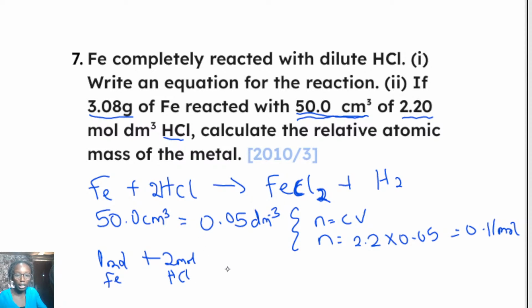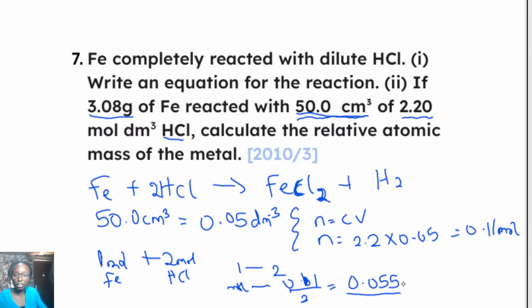So if 1 mole is reacting with 2 moles of the acid, we're going to ask ourselves, how many moles of iron do we need to react here? So we're going to do 0.01, the number of moles we have, divided by 2. And if we divide that, we're going to have 0.005, okay? So that's our number of moles.